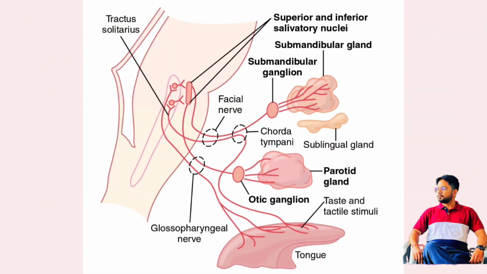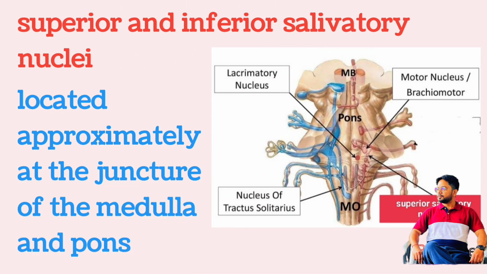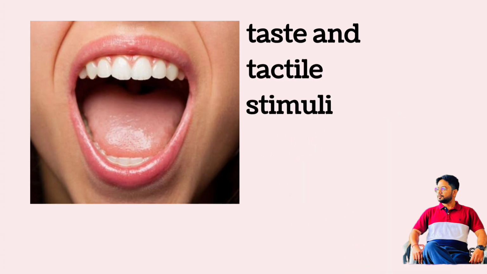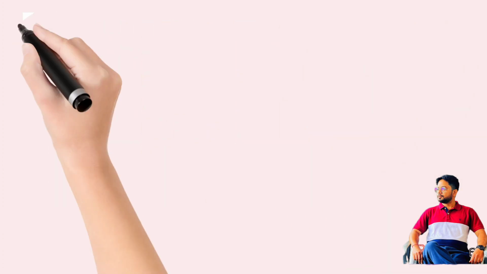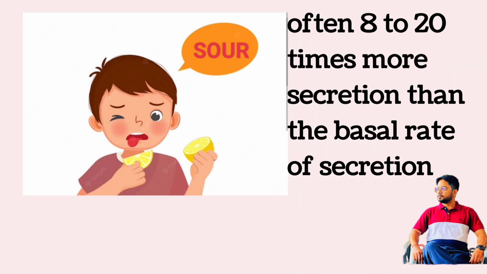The salivary glands are controlled mainly by parasympathetic nervous signals, all the way from the superior and inferior salivatory nuclei in the brainstem. The salivatory nuclei are located approximately at the junction of the medulla and pons, and are excited by both taste and tactile stimuli from the tongue and the other areas of the mouth and pharynx. Many taste stimuli, especially the sour taste caused by acid, elicit copious secretion of saliva, often 8 to 20 times that of the basal rate of secretion.